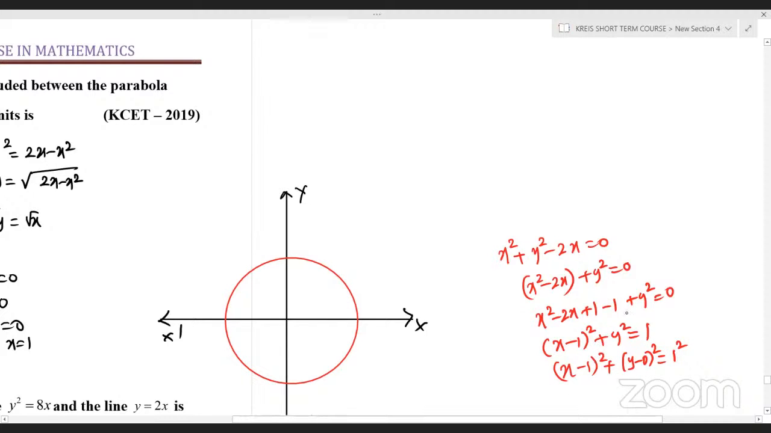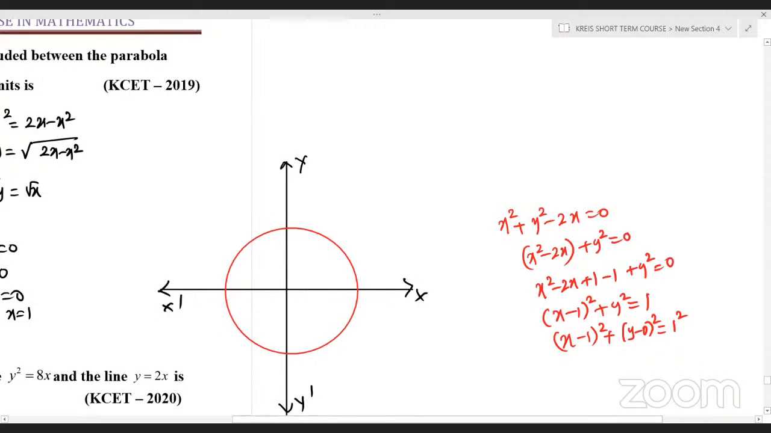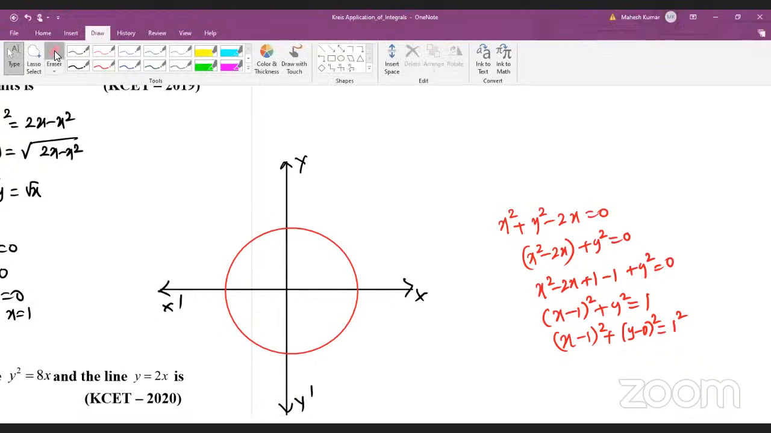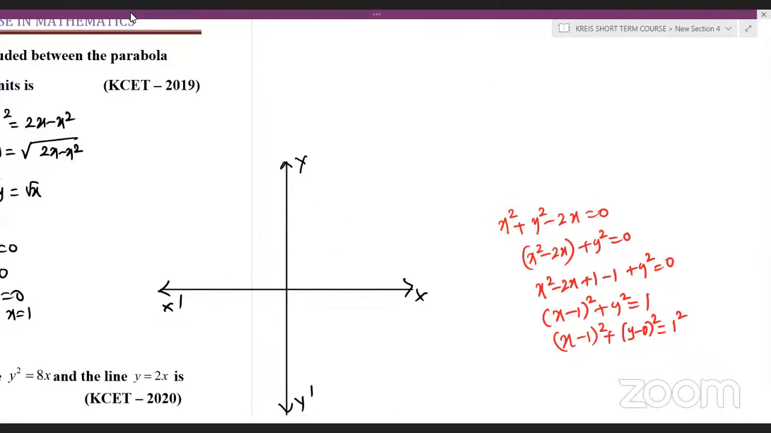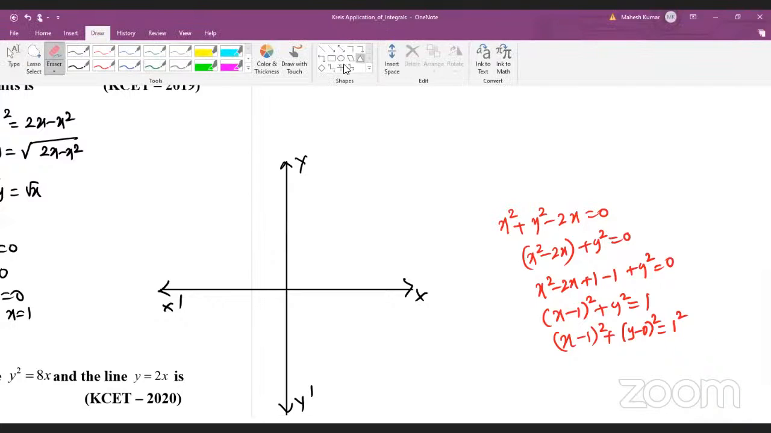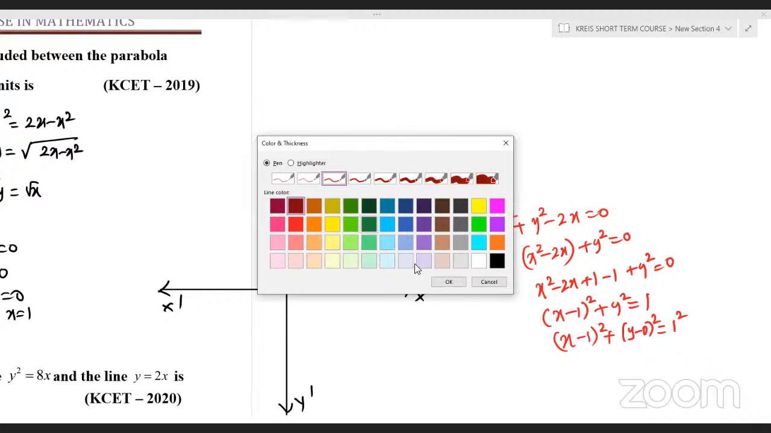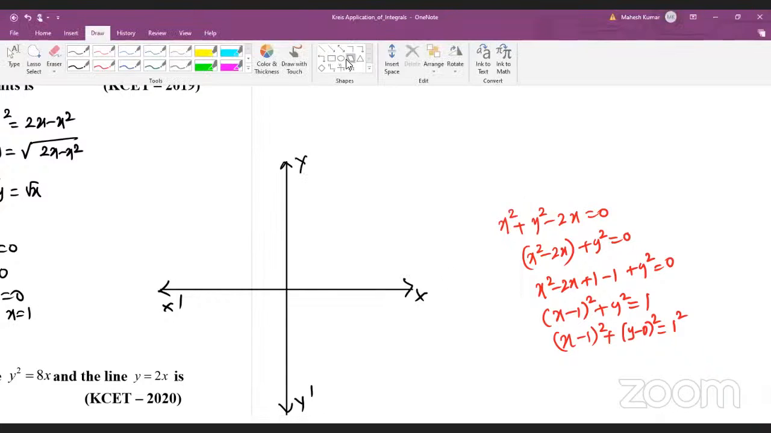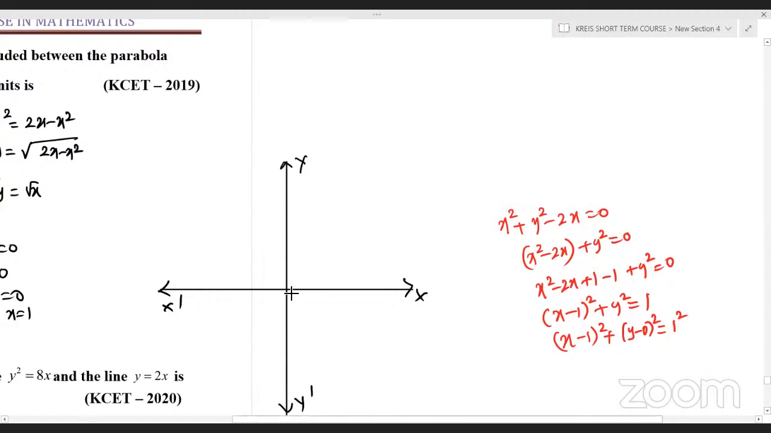So x minus 1 the whole square plus y minus 0 the whole squared is equal to 1 square. So it is a circle with center at 1 comma 0, it is not at origin, right? And radius is going to be 1 unit. Now the circle is not going to have origin as the center. So it will have 1 comma 0 as the center. So now circle with center 1 comma 0, 1 comma 0 means it lies on the x axis. So we will draw a circle which is going to touch the origin, and it will have the center at 1 comma 0.